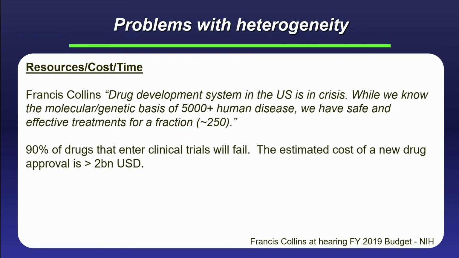This is a nice quote from Francis Collins, the director of the NIH. He was saying, drug development in the US is in crisis. While we know the molecular and genetic basis of 5,000 plus human diseases, we have safe and effective treatments for a fraction. 90% of drugs that enter clinical trials will fail, and the estimated cost of a new drug approval is greater than $2 billion US. And one of the reasons for these issues may be this heterogeneity in treatment effect.